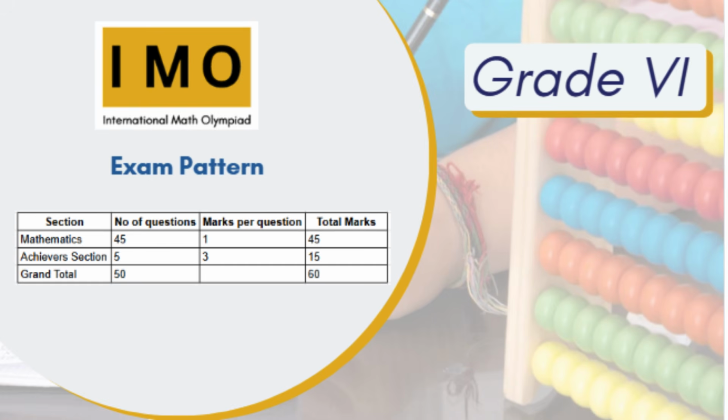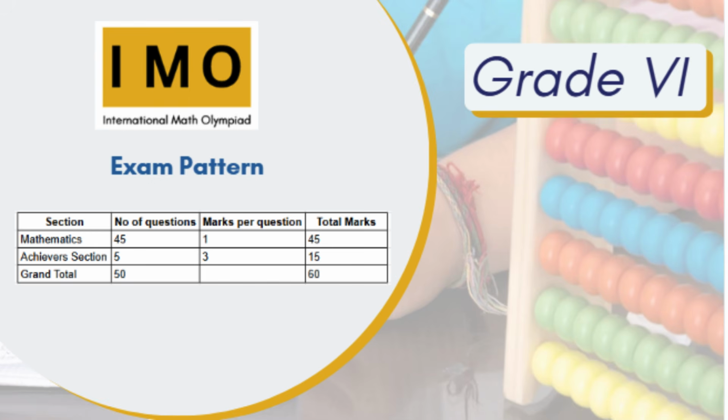Starting off with the pattern of level 2 exams. In level 2, we do not have logical reasoning unlike the level 1 exams. This is a paper of 50 questions. The first 45 questions carry 1 mark each. The entire paper is MCQ, multiple choice question based. First 45 questions, 1 mark each, carrying 45 marks. And we have the next part, which is the achievers section, for 5 questions, 3 marks each, so 15 marks.